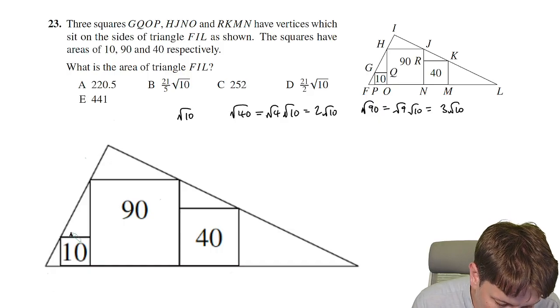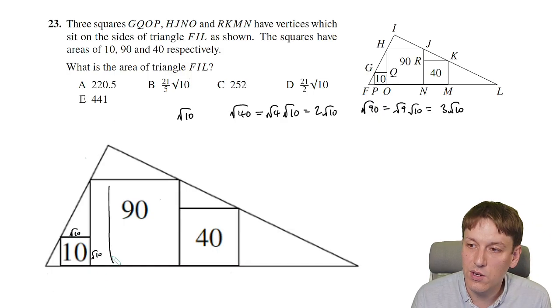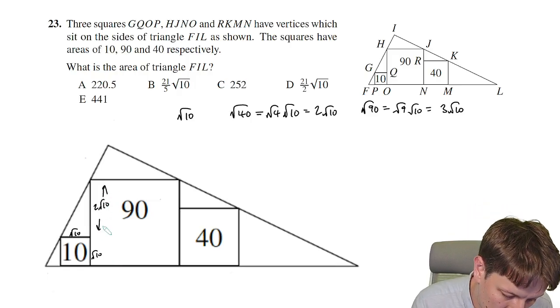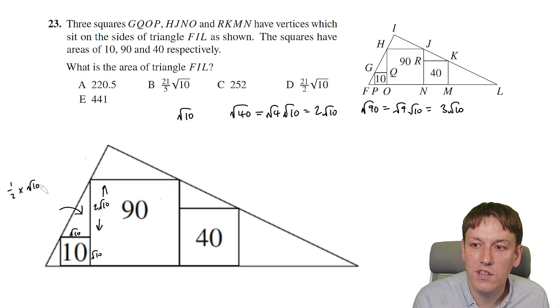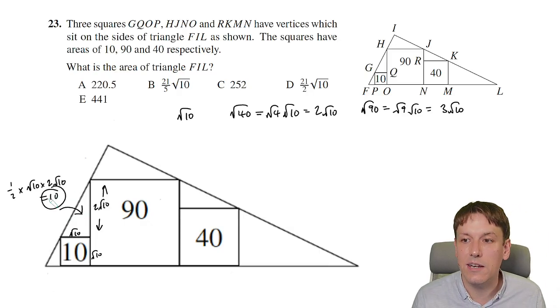So, I've got a length here which is root 10, and this is root 10 as well, but the total of this square is 3 root 10. So this bit here must be 2 root 10. So this triangle here will just have area half times root 10 times 2 root 10. So that's just root 10 times root 10, which is 10. So I've got an area for that triangle of 10.